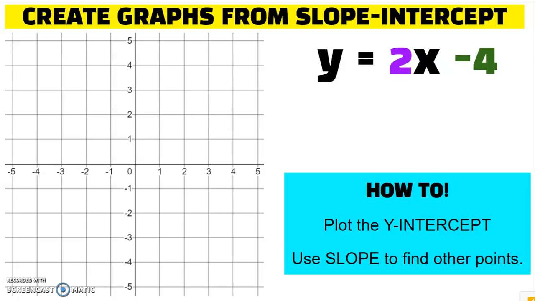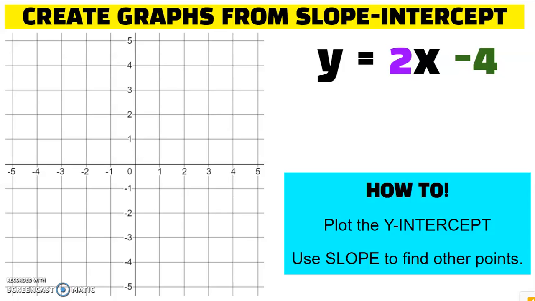Guys, let's talk about how I create a graph if I have the equation for it. Slope-intercept form is super awesome because it gives us our slope and our y-intercept. So here's your little how-to guide: plot your y-intercept and then use the slope to find your other points.